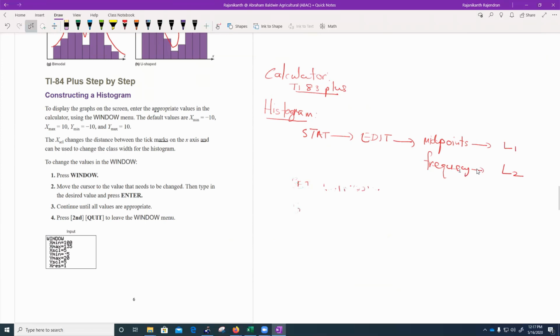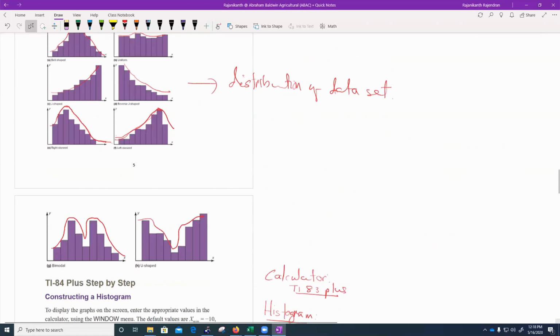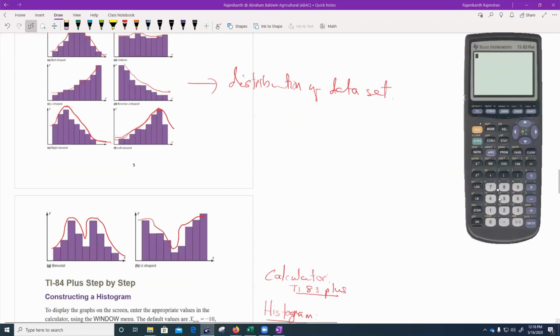The next one, again go to stat plot. Okay, how do you go to stat plot? You see here on the top left, the very first key of your calculator, that is stat plot. So press the second button, then stat plot. Now I'm choosing plots. There are several plots here.